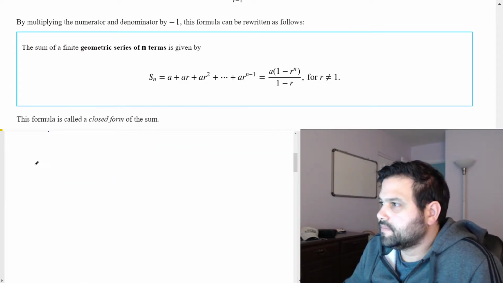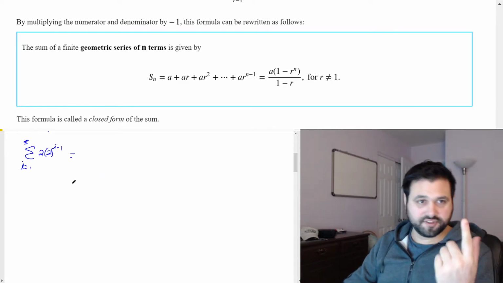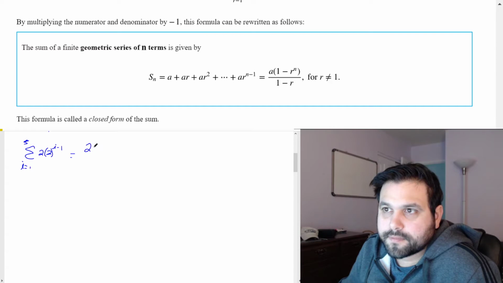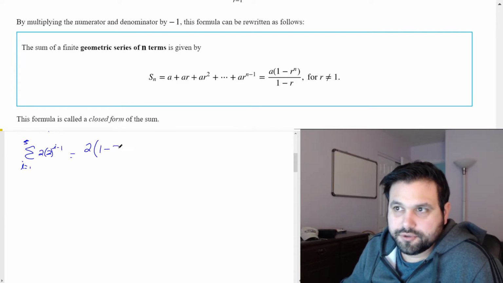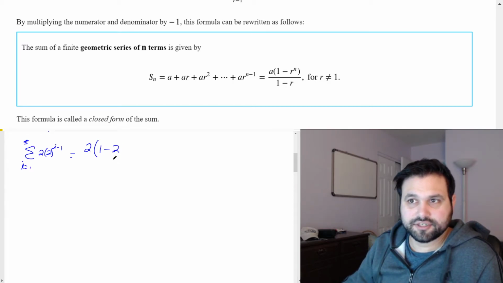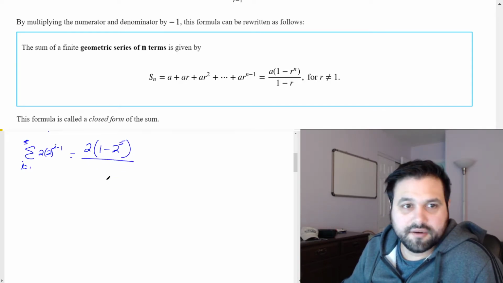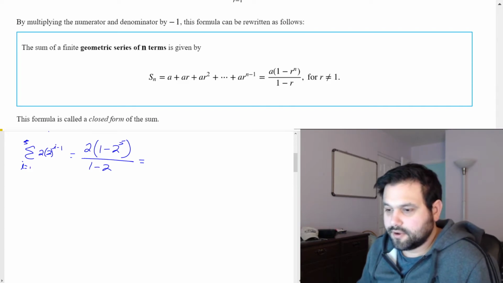So if I'm going to do this sum, that's the sum from 1 to 5 of 2 times 2 to the i minus 1. And we're going to use this formula here. So a, what's the first term in this sequence? The first term in the sequence is 2. And then 1 minus r, what's the multiplier? That's 2. And then raise that to the number of terms, which would be 5. Divided by 1 minus the multiplier, 2. Okay, now we can go ahead and evaluate that.